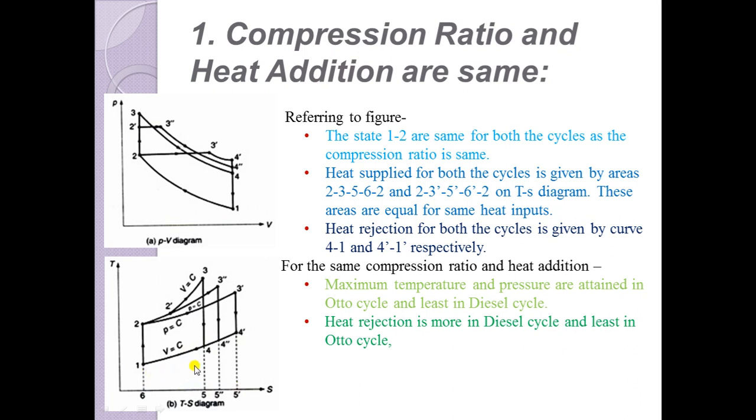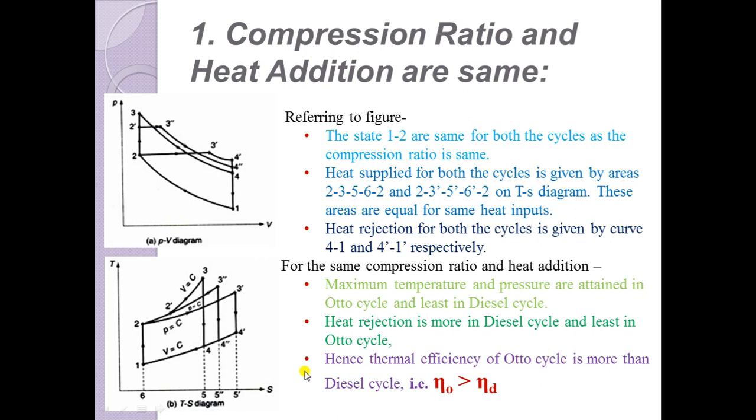So, based on the area measured from the TS diagram, heat rejection is more in diesel cycle because the area is more for diesel cycle and least in Otto cycle. For dual cycle it lies between Otto cycle as well as diesel cycle.